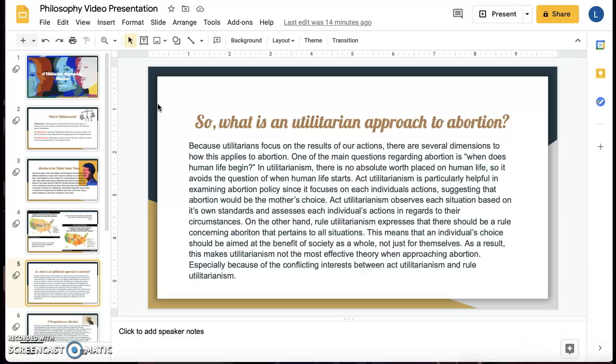On the other hand, rule utilitarianism expresses that there should be a rule concerning abortion that pertains to all situations. This means that an individual's choice should be aimed at the benefit of society as a whole, not just for themselves. As a result, this makes utilitarianism not the most effective theory when approaching abortion, especially because of the conflicting interests between act utilitarianism and rule utilitarianism.